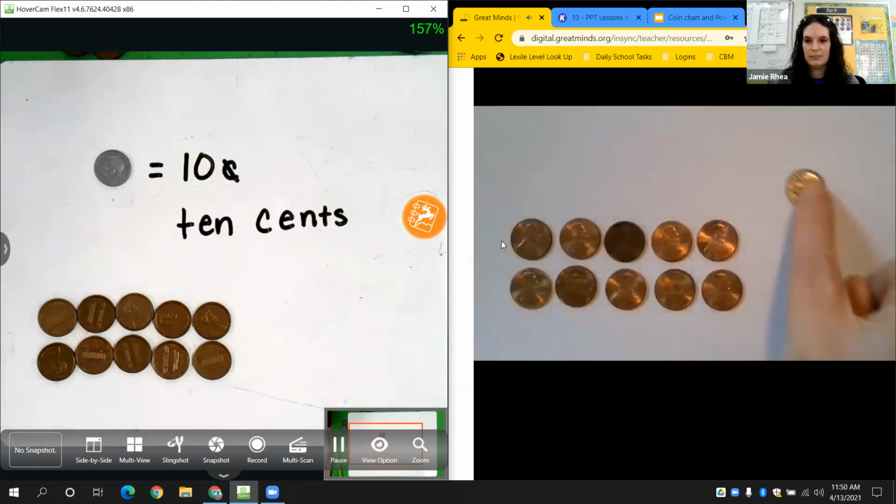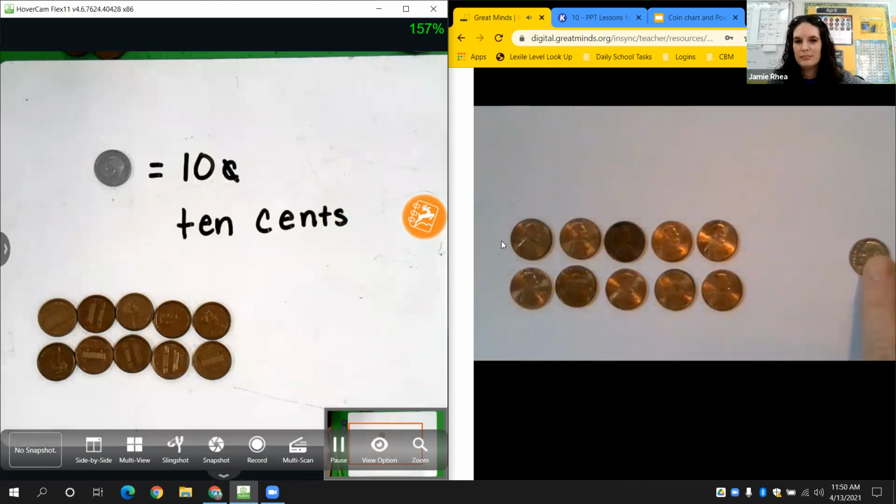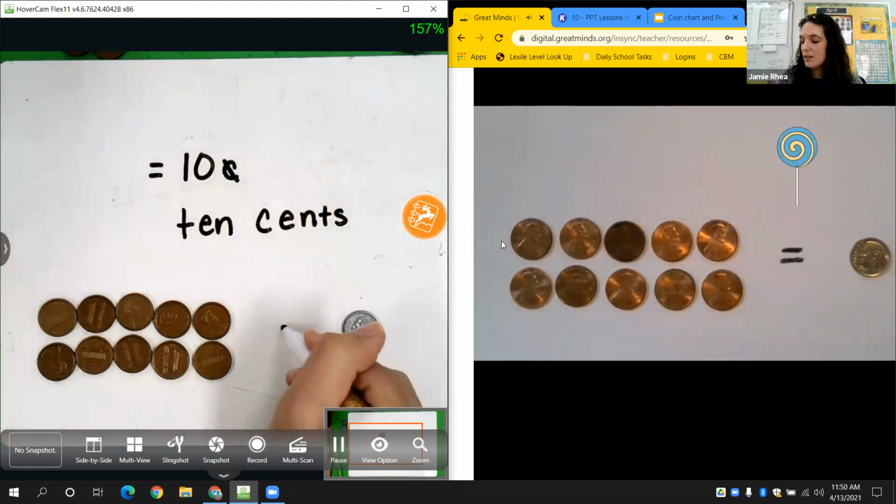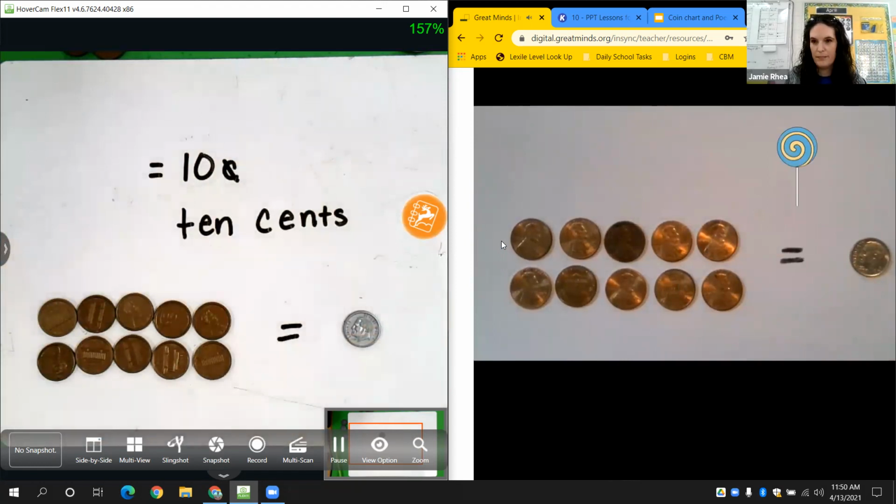This one tiny dime has the same value as 10 pennies. We could say they're equal. So if you were going to the store and you wanted to buy a piece of candy that was worth 10 cents, you could either pay with 10 pennies or you could pay with 1 dime. Does one of those ways seem easier than the other? The dime. It would be a lot easier to just hand over 1 dime, wouldn't it?